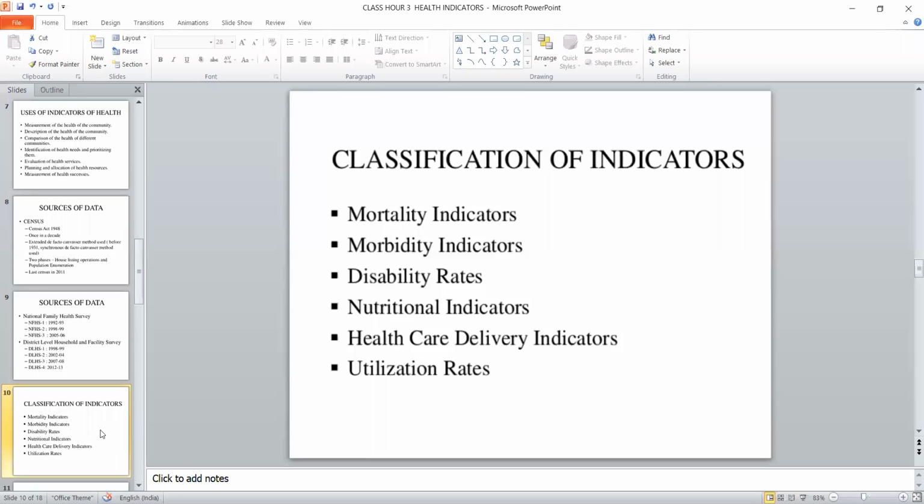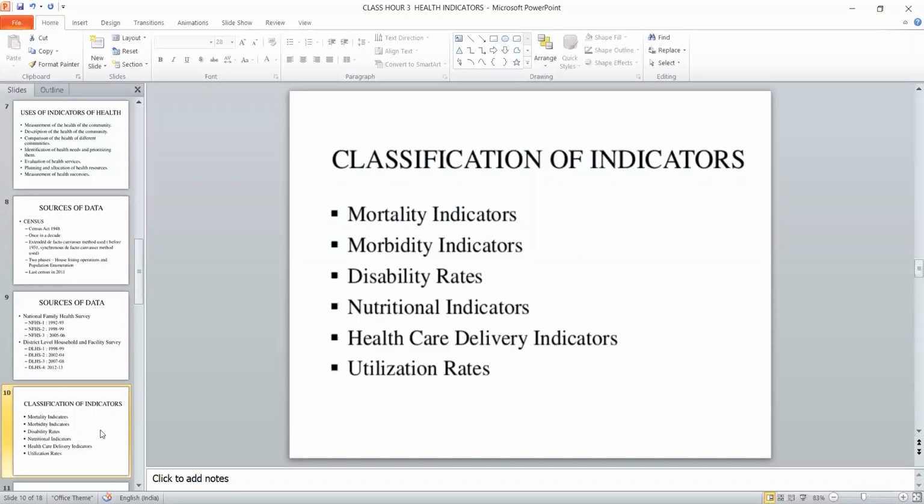Then the second indicator is morbidity rate. That means how many of them are sick or ill out of 1,000. And the third one is disability rates. That means how many of them are wounded or not able to survive all this. The fourth one is nutritional indicators. It talks about RNI, recommended nutritional intake. That was the keyword for indicators. Based on the input, even the poverty line is included in this particular indicator.